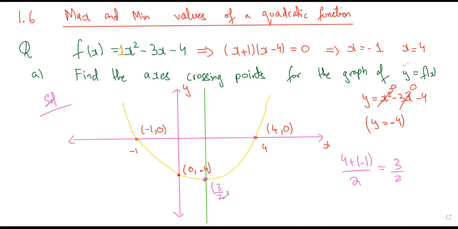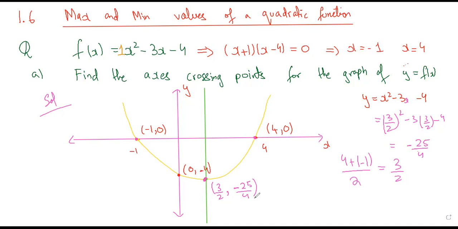And what about the y coordinate? We have a fixed method. Once we have the x coordinate, I am going to plug in the x coordinate over here, right? Let me do that quickly. It is 3 by 2 squared minus 3 into 3 by 2 minus 4. And upon simplification, you will get minus 25 by 4. So the y coordinate is minus 25 by 4.